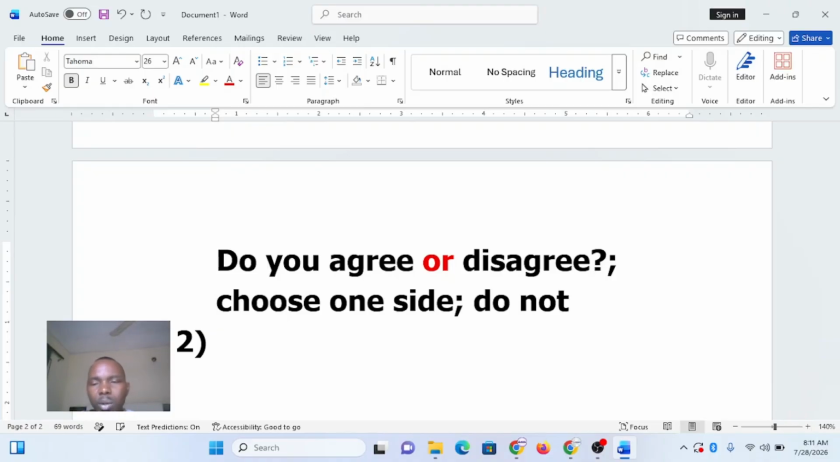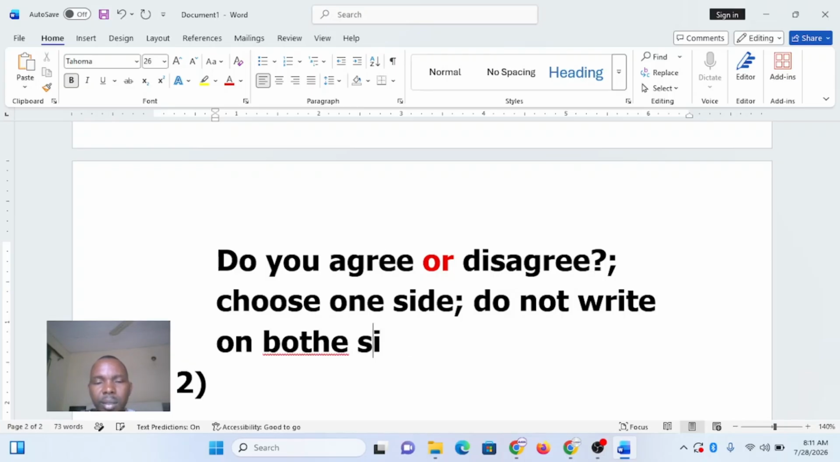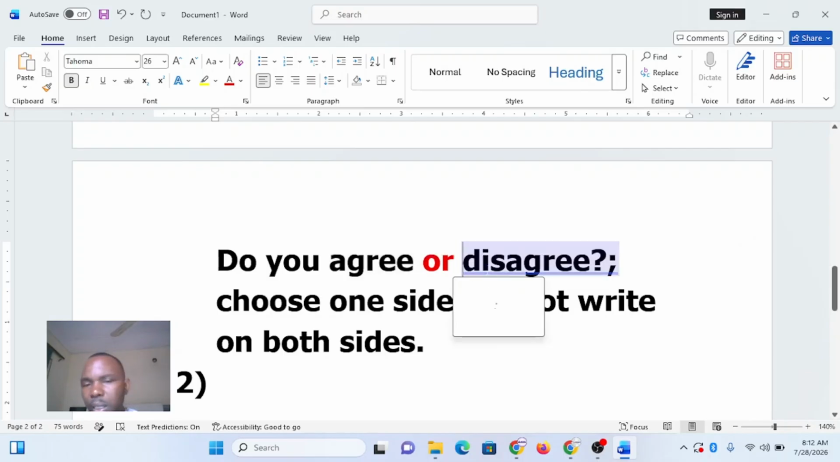Do not write on both sides. Do not write on both sides. You know, do not write, sorry, spell on both sides. So do not write on both sides when you see this kind of prompt that says, do you agree or disagree? Now, what informs your decision to choose agree or to choose disagree?